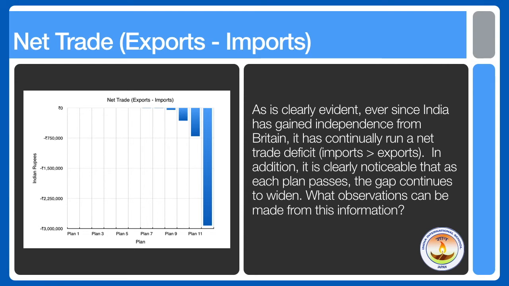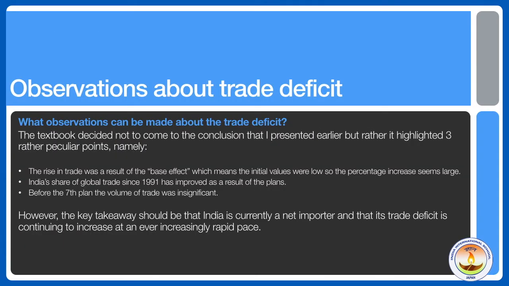But the book here talks about this total increase of trade volume, and it comes to three rather peculiar conclusions. Firstly, that the rise in trade was a result of the base effect. What that means is that in the beginning, the level of trade was so low, so insignificant, that the increases over time seem significantly large because we started from such a meaningless value of overall trade.